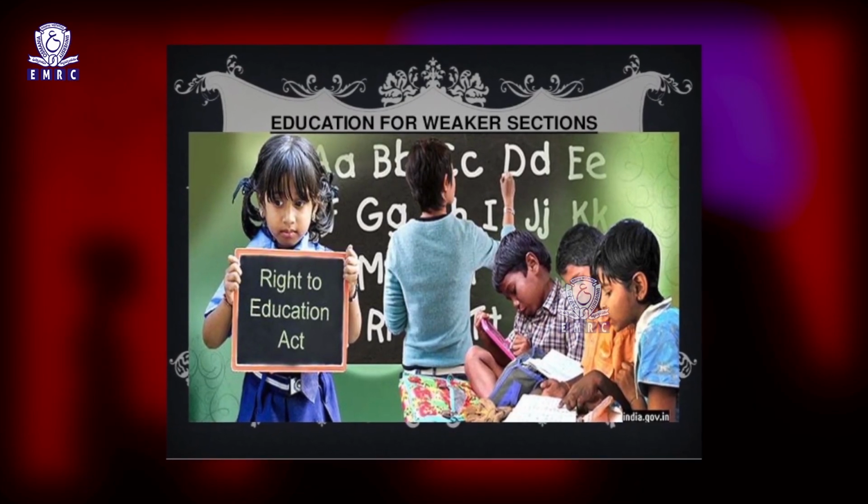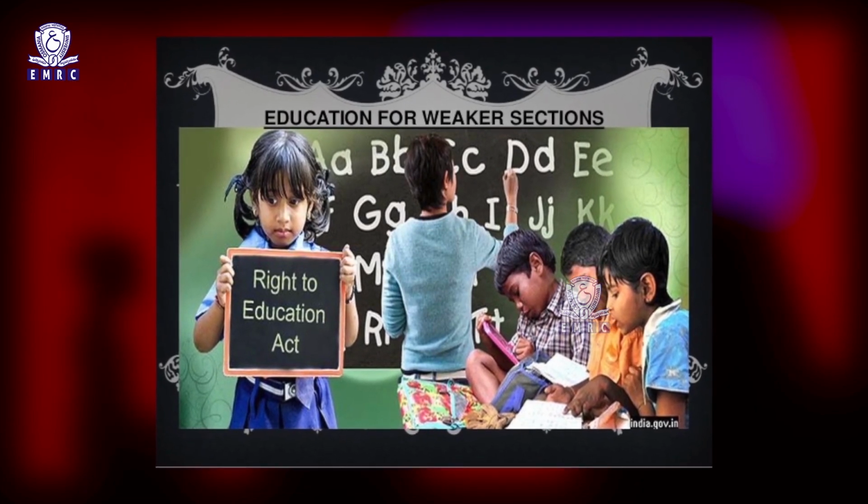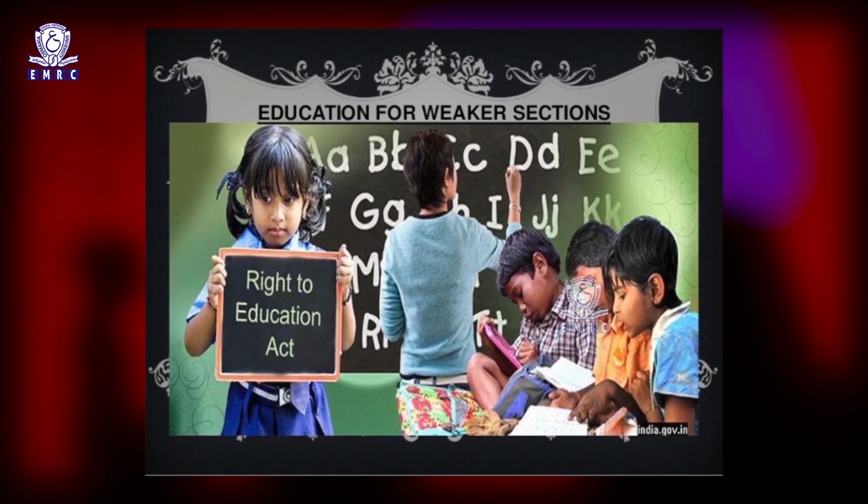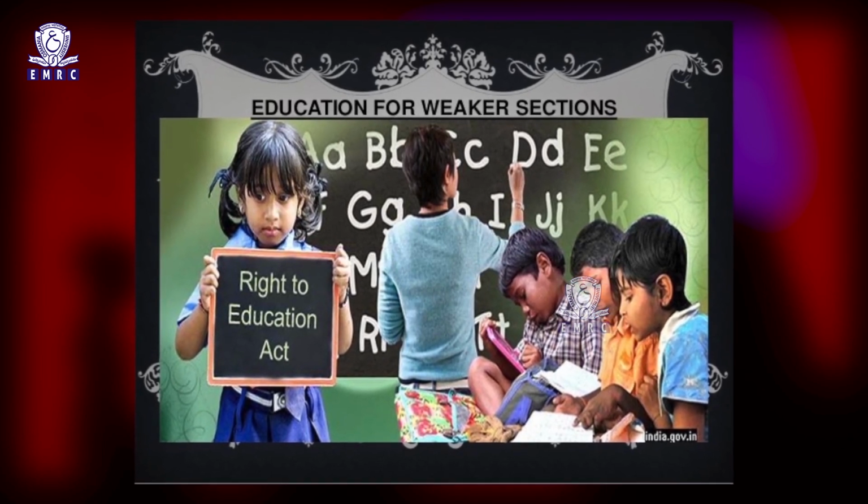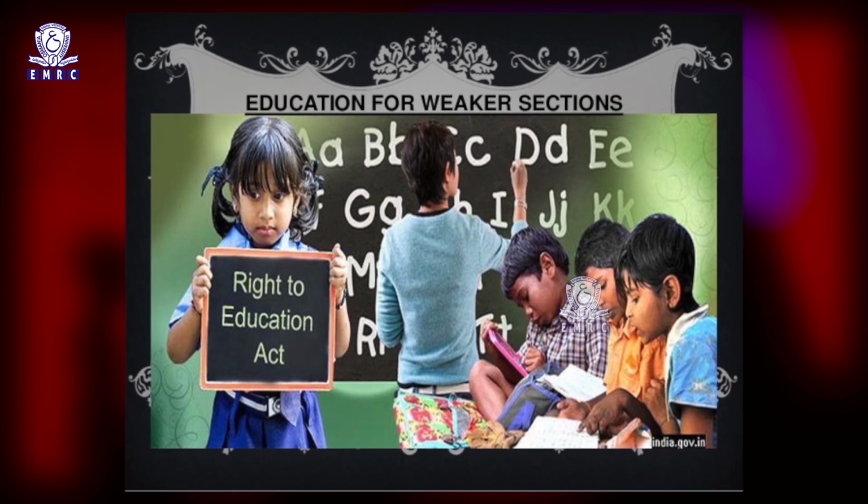Now, the education of weaker sections. Article 15, 17 and 46 of the Indian Constitution safeguard the educational interest of weaker sections of the society. These comprise socially, economically and educationally backward families, including those belonging to scheduled castes and scheduled tribes.